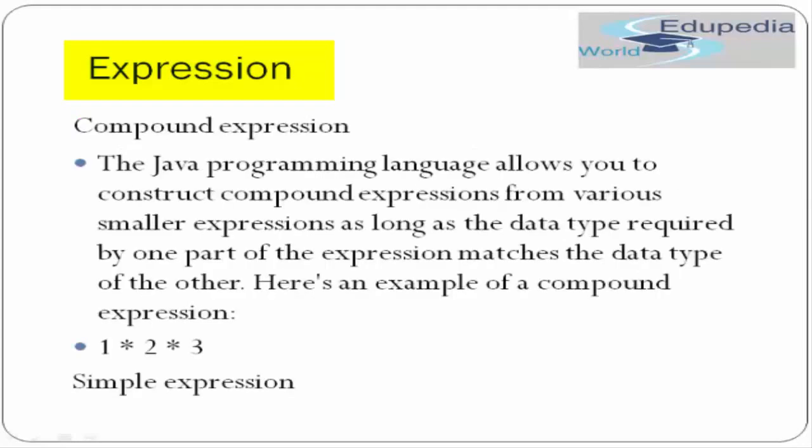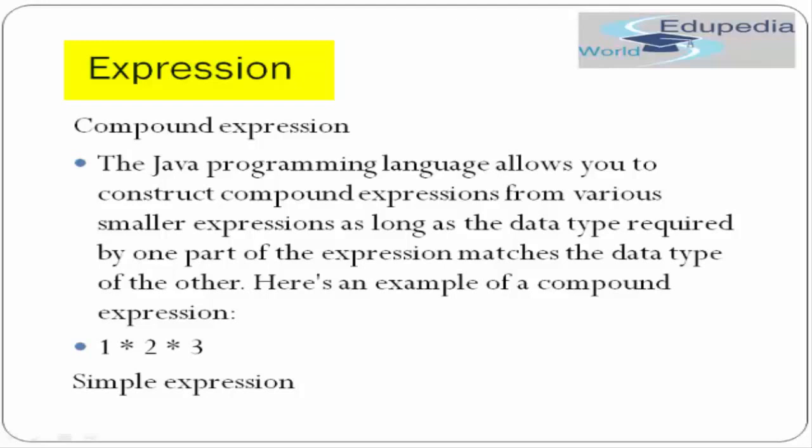So let's study two types of expression. One is a simple expression. A simple example is cadence equals 0. So we have initialized a variable cadence equals 0. So that is a simple expression.